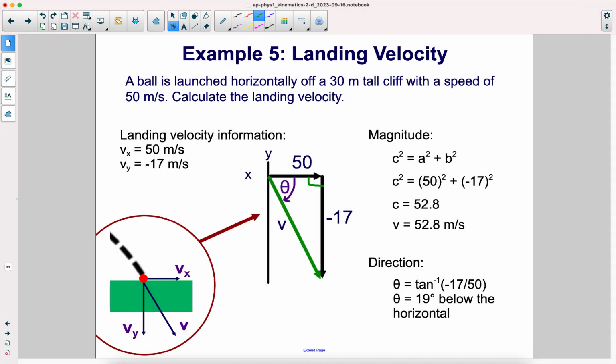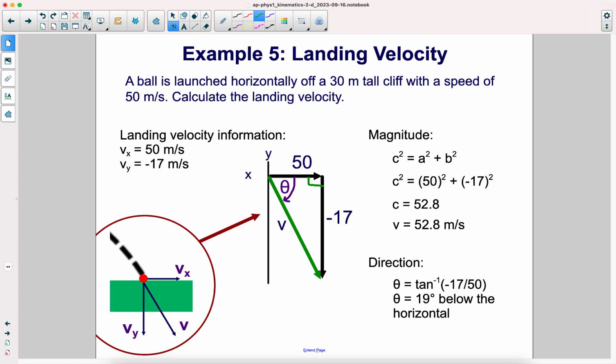Therefore, we have a right triangle. This component is 50 units long. This component is negative 17 units long. Keep in mind, these are not to scale, obviously, because 50 is more than twice 17, but this image is not to scale. All right, so what's the length of the hypotenuse?